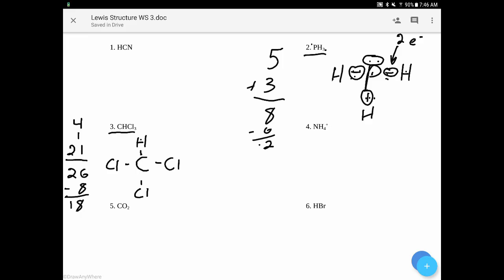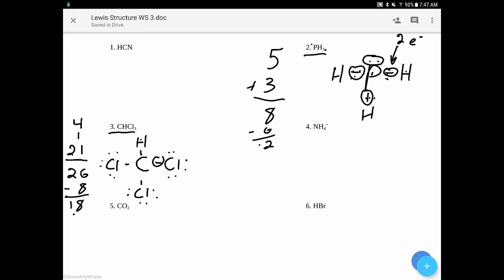The carbon is happy because it has 8 valence electrons around it, 2 for each bond. None of the chlorines are happy. So we are going to use these 18 valence electrons to distribute electrons around the chlorine. So 2, 4, 6 around that one, that's good. 2, 4, 6 around that one, that's good. 2, 4, 6 around that one, that's good, and that was all 18 electrons. So now we can count to see how many electrons are around each chlorine.